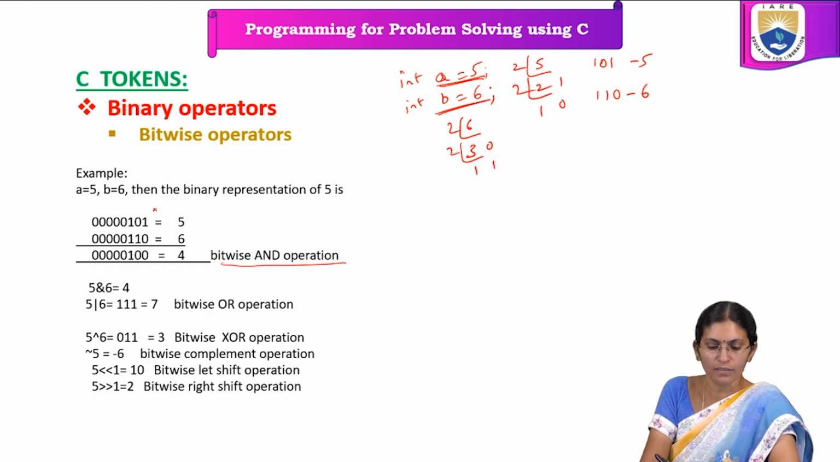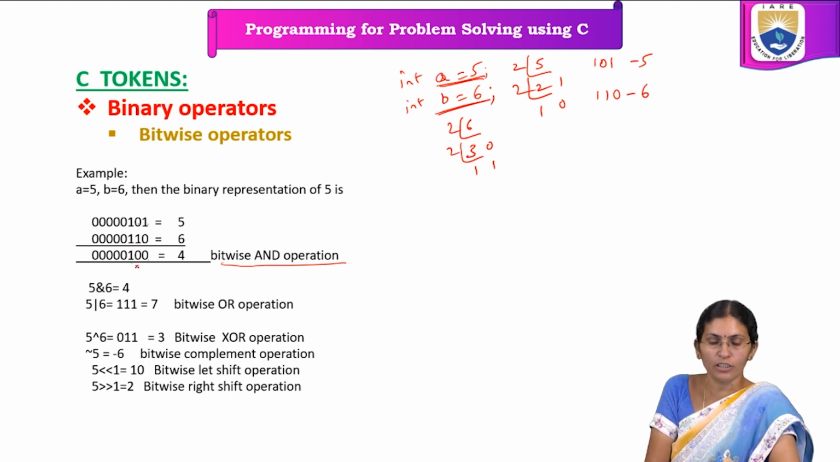As we know, 1 byte is equal to 8 bits, so we have taken 8 bits. The binary representation of 5 is 1 0 1, and the remaining places are filled with 0. Similarly, the binary representation of 6 is 1 1 0, and the remaining digits are filled with 0. If you perform bitwise AND on these two numbers, 1 and 0 is 0, 0 and 1 is 0, 1 and 1 is 1.